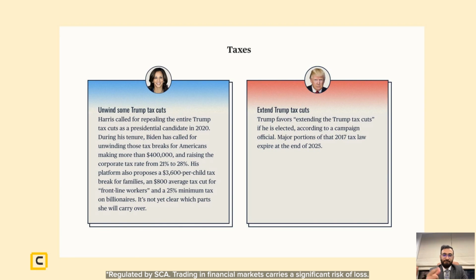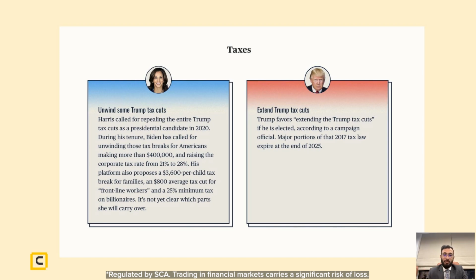Joe Biden called for unwinding tax breaks for Americans making more than $400,000. Please remember this, and note this down. Joe Biden raised the corporate tax from 21 to 28%, right? Minimum 25% minimum tax on billionaires. And it's not yet clear which parts Kamala Harris is going to carry over from what Joe Biden has made.